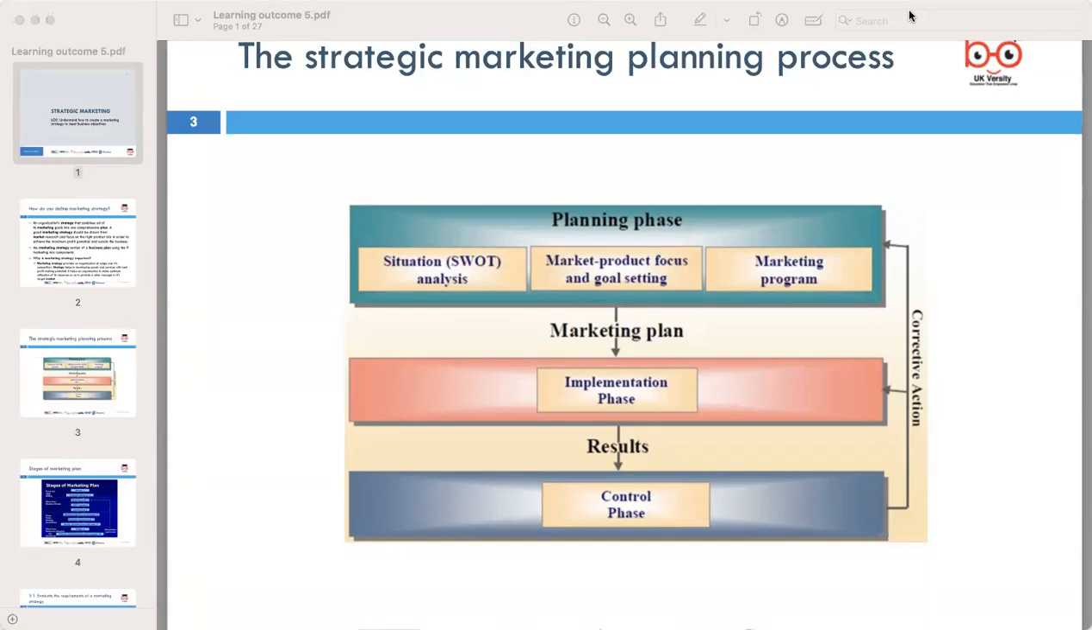Then we come to the implementation phase. After the planning phase, the strategic marketing plan transitions into the implementation phase. This is where the actual marketing program is put into action. The strategies and tactics outlined in the plan are executed during this stage.